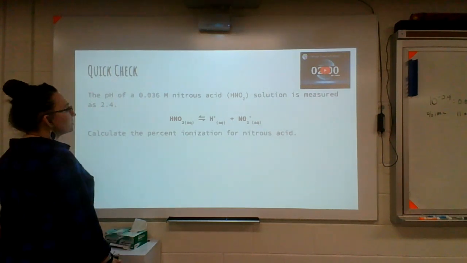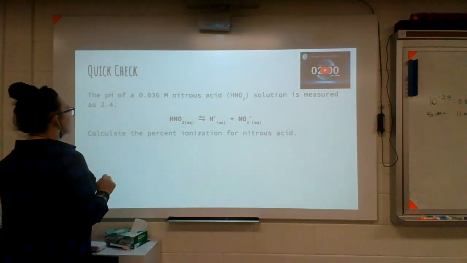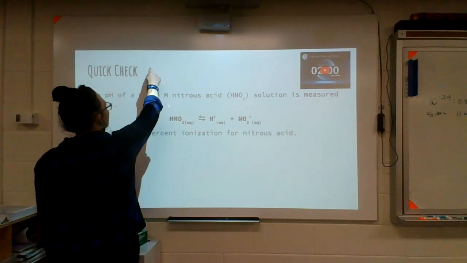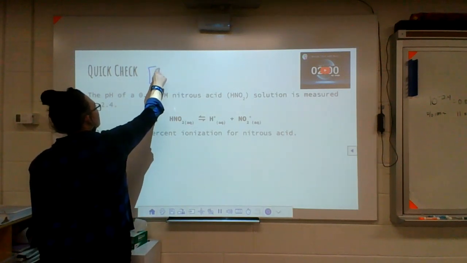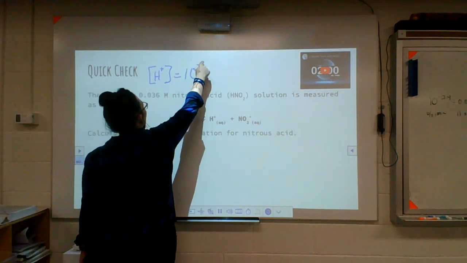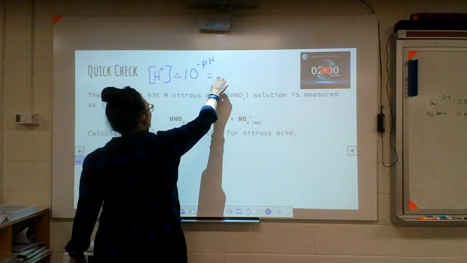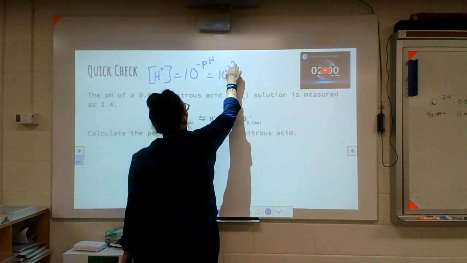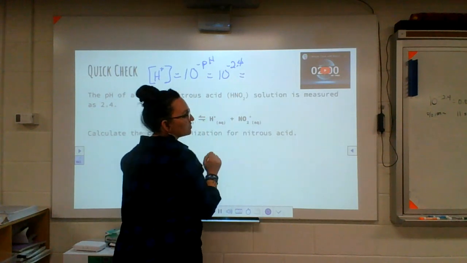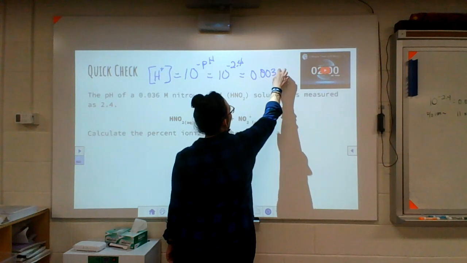So to do that, the concentration of H plus is equal to 10 to the minus pH. And so that's equal to 10 to the minus 2.4. And then this comes out to 0.00398. And I'm going to keep a couple of extra digits right now. I know that doesn't match my sig figs, but I don't want to introduce any rounding error in my calculation.